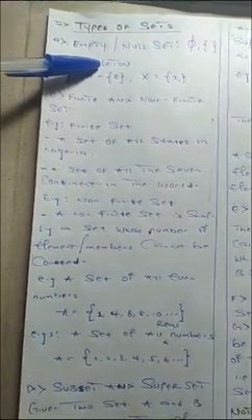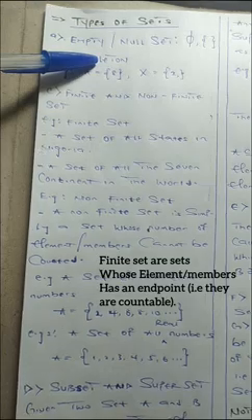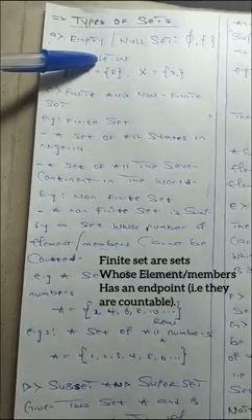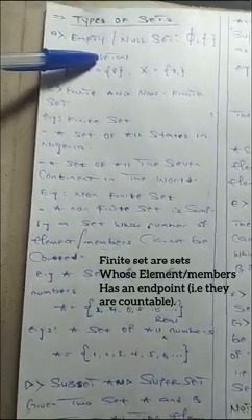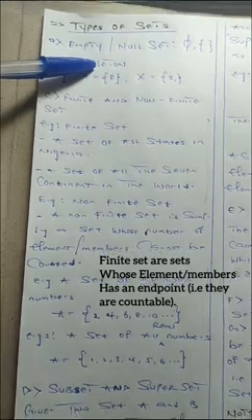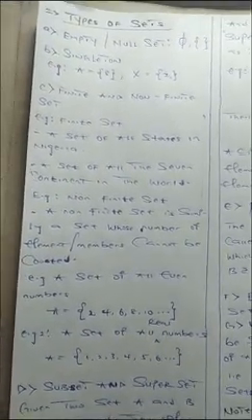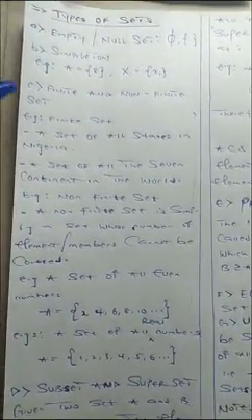Now the third one we have is finite and non-finite sets. Now what are finite sets? Finite, just like the word sounds, finite. Finite sets are sets whose elements are countable. Finite sets are those sets whose elements or members are countable.